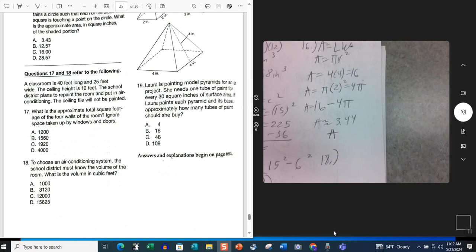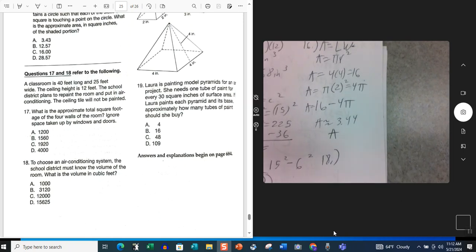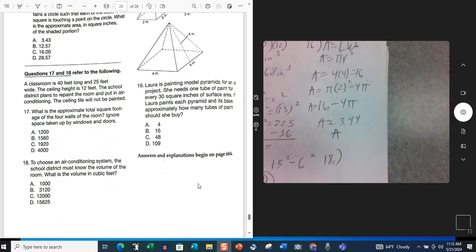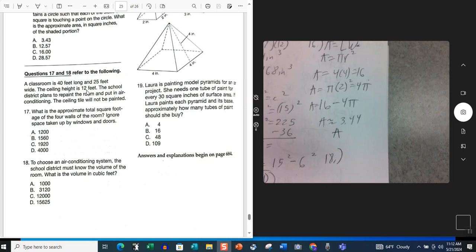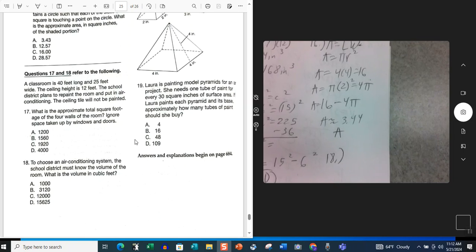Problem 18 says to choose an air conditioning system, the school district must know the volume of the room. What is the volume in cubic feet? So we will read what's up here. A classroom is 40 feet long, 25 feet wide, and the ceiling height is 12 feet. The school district plans to repaint the room and put in air conditioning. The ceiling tile would not be painted.